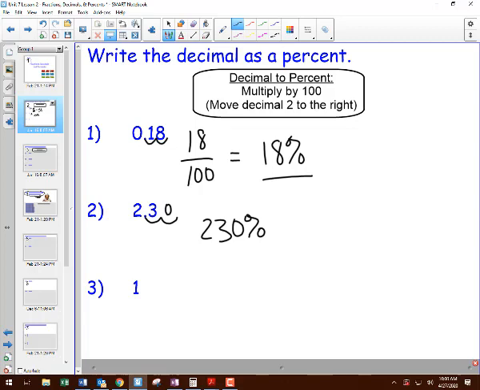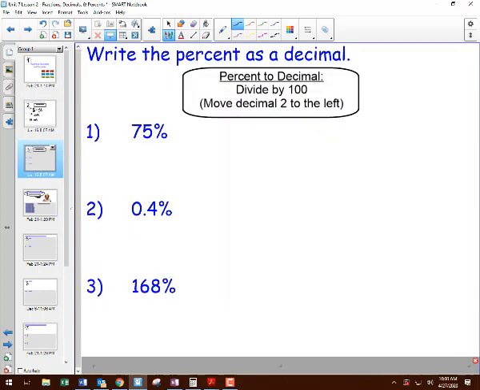Okay, so down to 3. We have a whole number of 1. Well, that's 1.0. Same strategy we used in number 2. Move the decimal 2 spots to the right, fill in with a 0. That's going to be 100%. So just looking at that, that's how we're changing decimals to a percent.